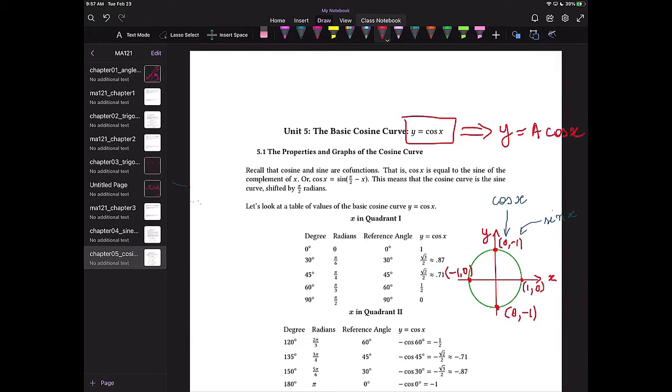necessarily 1. We know that cosine and sine functions are cofunctions. Therefore, we have that cosine of x is the sine of pi over 2 minus x. Because of this, we have that the cosine curve is the sine curve but shifted by pi over 2 radians. In order to graph the cosine function, we take the same steps as for the sine function.